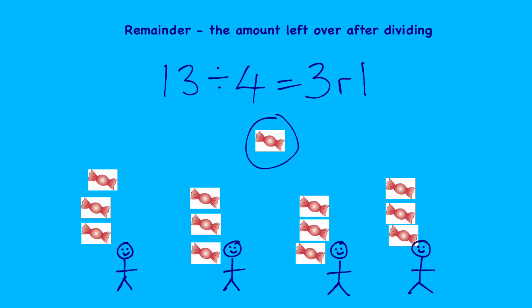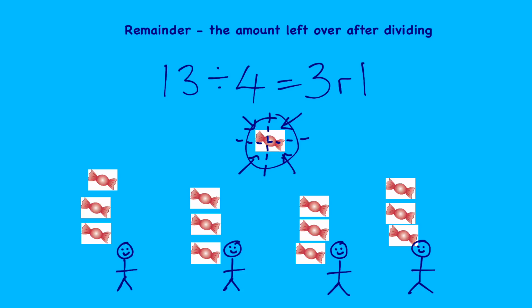Now, there is another way to think of this remainder. If I wanted to be really accurate about how these sweets had been shared out, I could think, well, that one sweet I've got left, if it was possible, I could actually break that sweet into four pieces, couldn't I, to share between the four people I have. And each person would get one of those four pieces, which is one quarter.